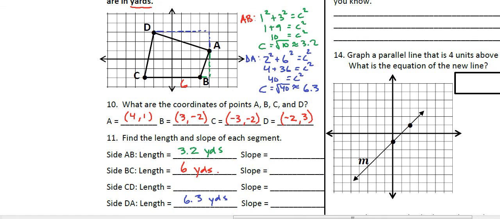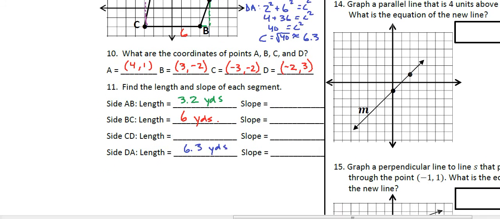And my last one is DC. Let's do that one in, what color do I have? Let's do that one in purple. So DC, I've got a right triangle here. And looks like DC has a leg of 1 and a leg of 5: 1, 2, 3, 4, 5. So 1 and 5. I'll move down here a little bit.